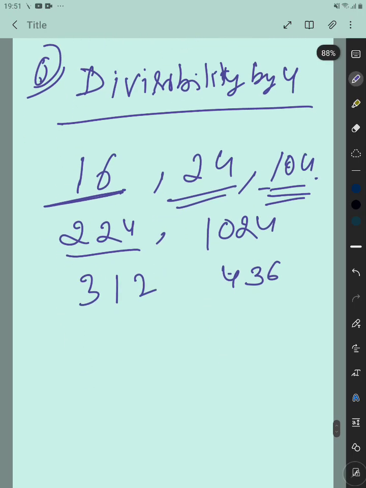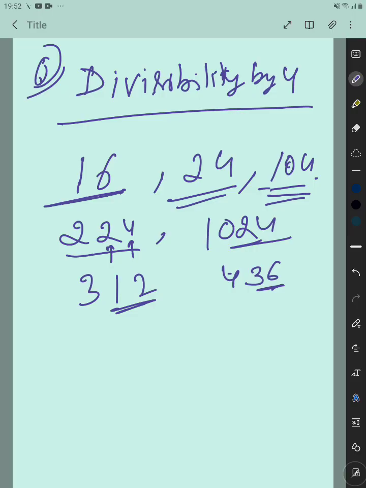So what rule can we find? If we take the ones and tens places, meaning we start from the rightmost and take the first two digits from the right, that is 24 here, 36 here, 12 here. If these two-digit numbers are divisible by 4, then the complete number is divisible by 4.